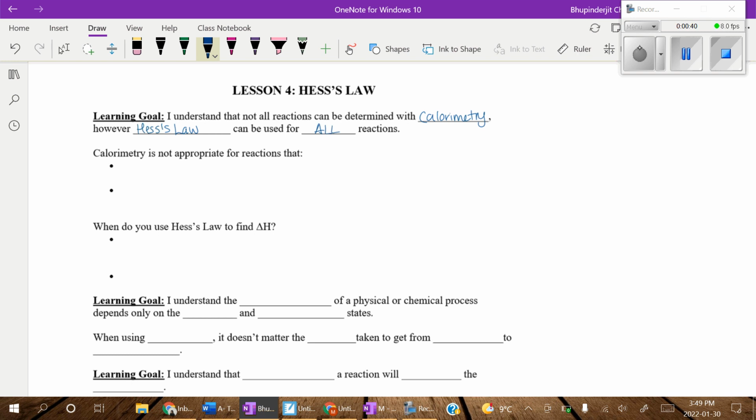Now, here are the scenarios where calorimetry is not appropriate for us to use. Firstly, a reaction occurs very slowly. And secondly, a reaction that releases a very large amount of energy. For example, explosions.